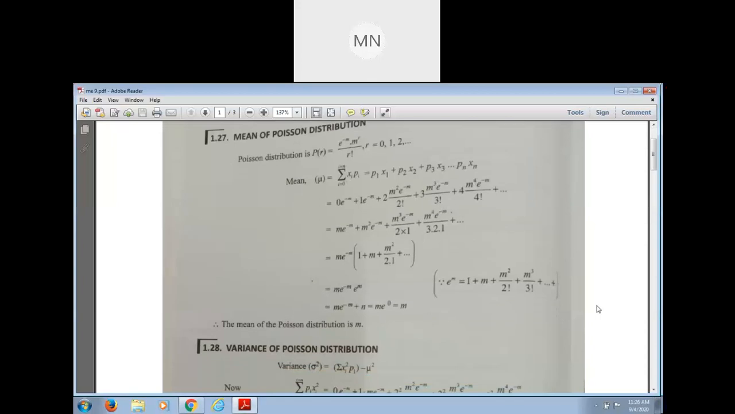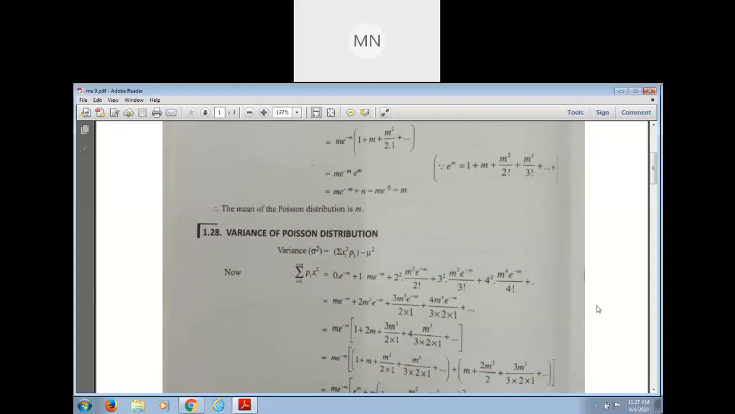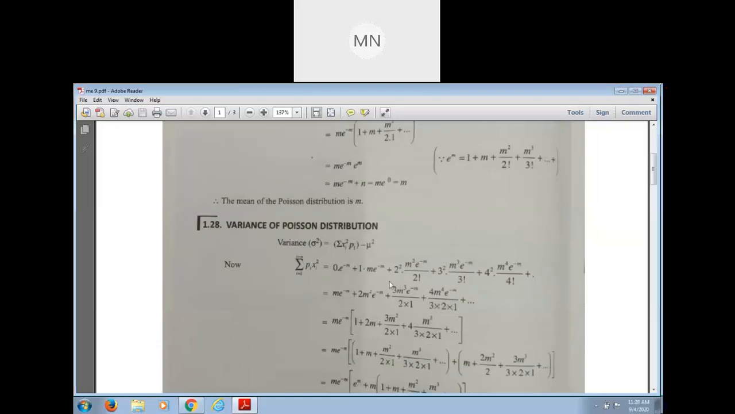Similarly, next we can define the variance of the Poisson distribution. By the definition of variance, when x is a discrete random variable, variance of x is the expectation of x square minus the expectation of x whole square. Expectation of x square is the summation of xi square into pi. Remember, the square is not used on p. Expectation of x square is always the summation of xi square into pi, where i goes from 1 to n. We don't use the power on p. For that, we write 0 into e to the power minus m, 1 into m into e to the power minus m, and so on.